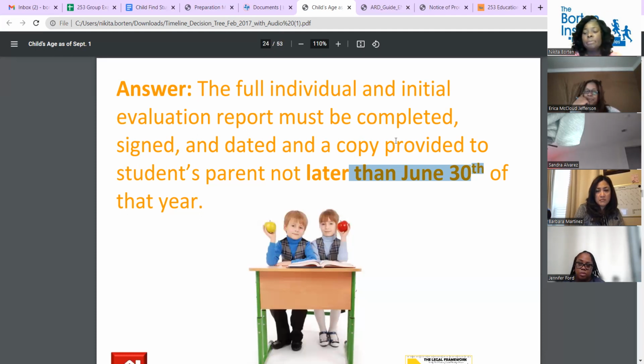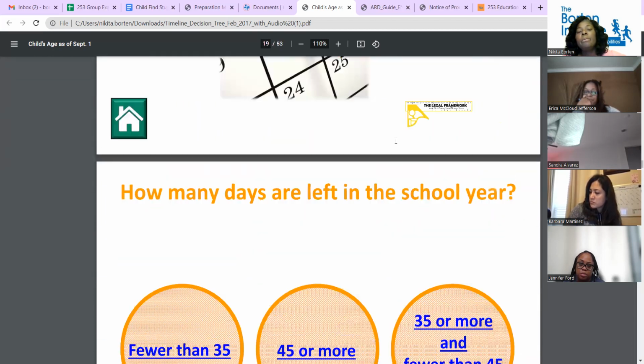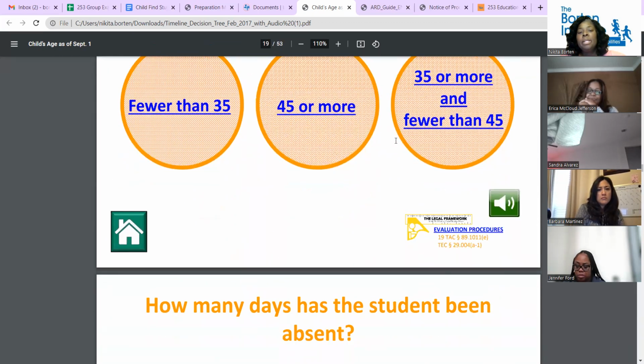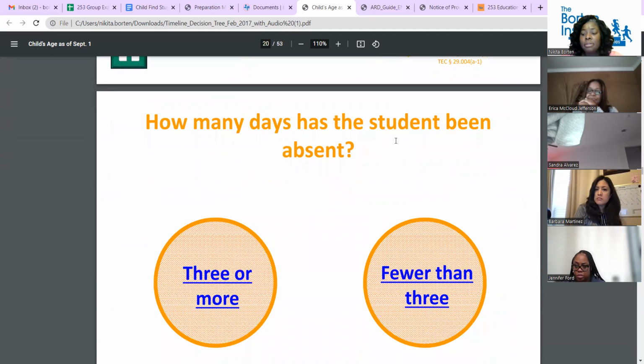So now it matters what day you get consent. It depends on how many days are left in the school year and when it's due. There's another factor that Erica brought up that has to do with absences, okay? So going back to the beginning, you agreed to do consent, you gave prior written notice, and you got consent for assessment. When is this initial due? Well, how many days are left in your school year? That's the first question, but the next question is, okay, well, has a kid been absent?